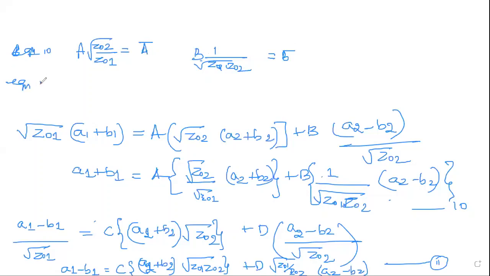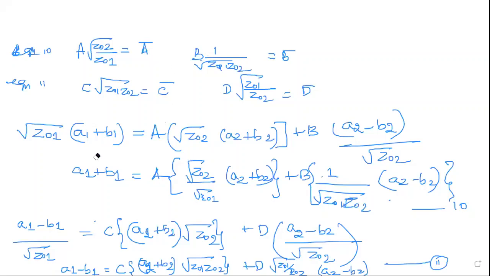Similarly, from equation 11, I'll take c square root of z naught 1, z naught 2 is equal to c bar. Similarly, the last one, square root of z naught 1 by z naught 2 is equal to d bar. Just consider the first term a square root of z naught 2 by z naught 1 as a bar. Similarly, this is b bar, c bar, and d bar. Now write down the equations in the simplified form. Just replace these terms with a bar, b bar, and c bar.